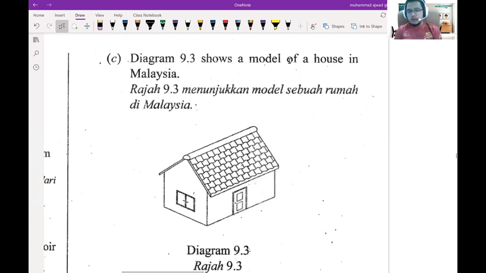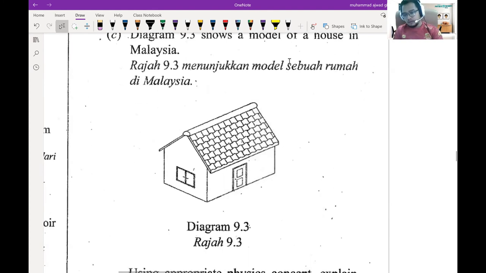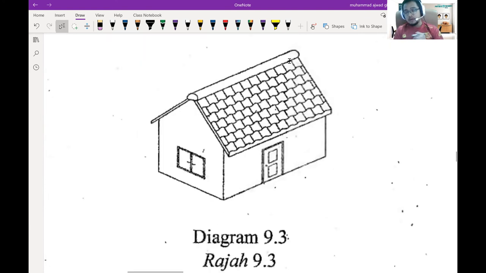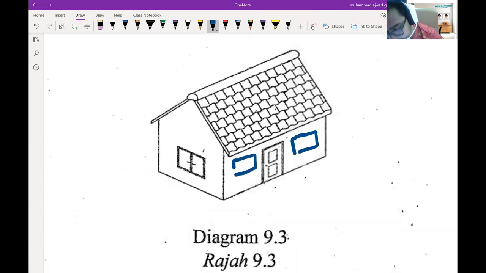Diagram show a model of house in Malaysia. Rumah ni cikgu sedih sebenarnya. Kenapa korang rasa cikgu sedih dengan rumah ni? Kat sini tak ada tingkap. Sian dia. Tingkap satu je. Tambahlah tingkap. Ni betul-betul tak ada bajet ni. Tingkap satu, pintu satu.